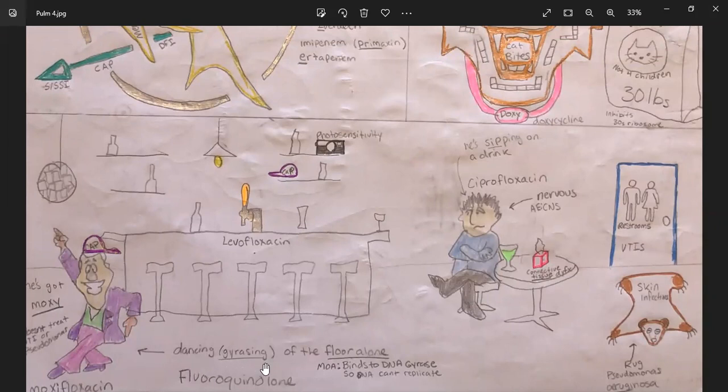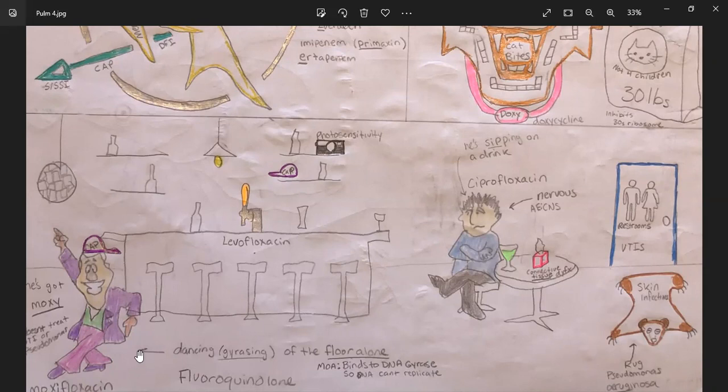He's gyrating all over the place because the mechanism of action is that it binds to DNA gyrase. DNA gyrase is responsible for breaking open the DNA. If the DNA can't break open, then it can't replicate.